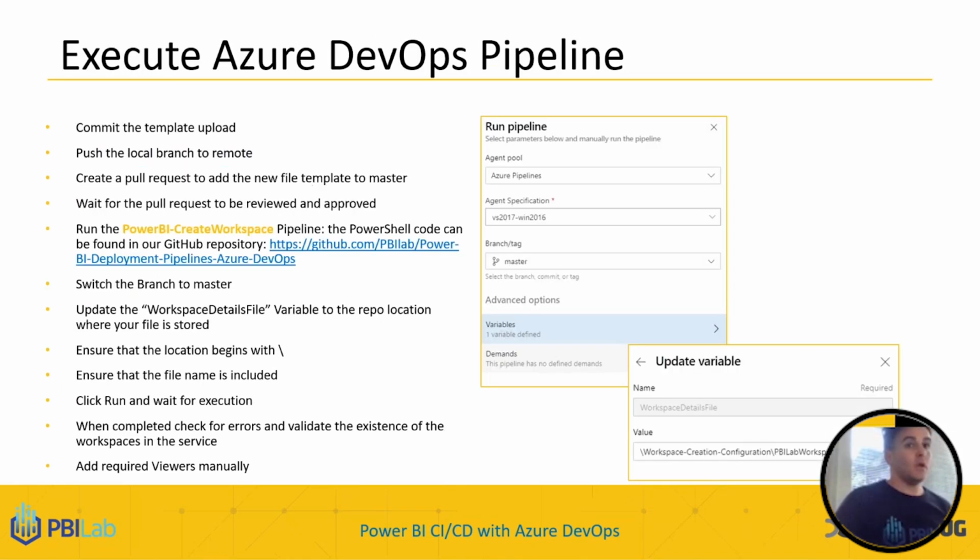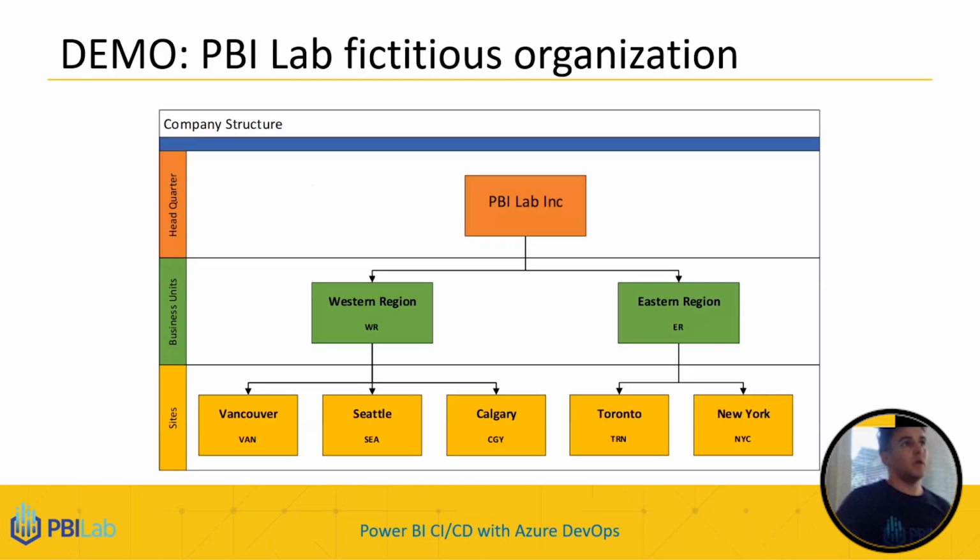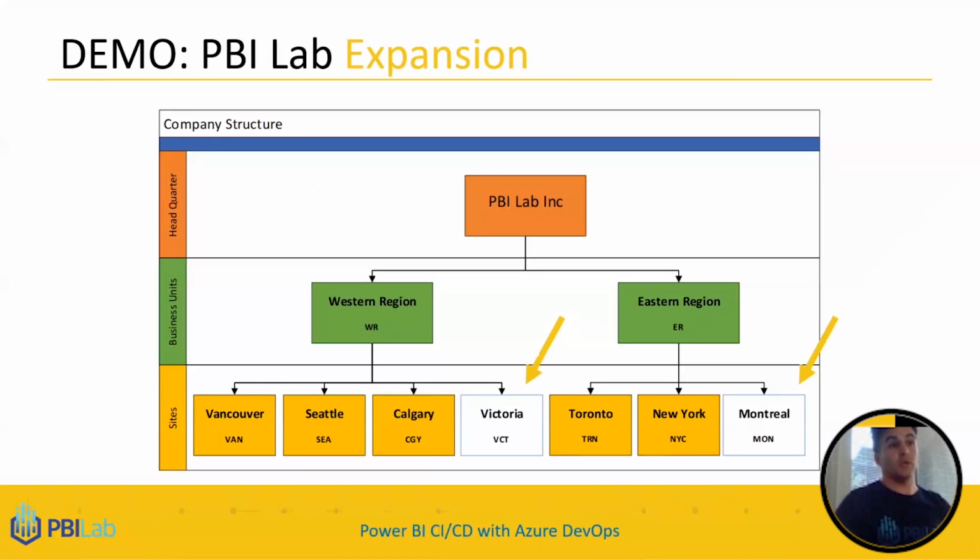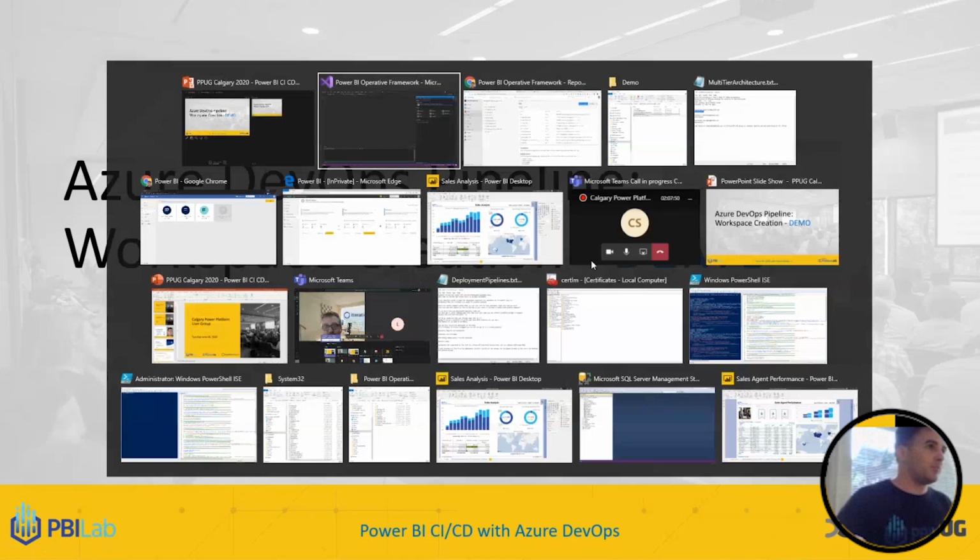And let's jump into the demo. The demo is going to be something like this. I have right now 5 offices. I want to create two additional offices. So it is 6 more workspaces, right? 1 for dev, 1 for test, 1 for prod, and every one of them for both offices. So 6 of them. So let's jump into the demo.